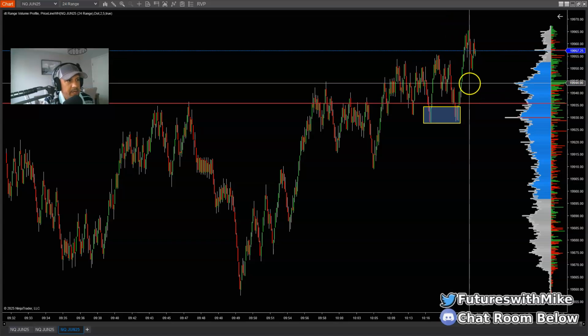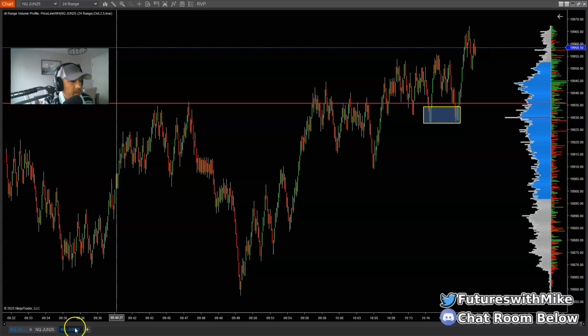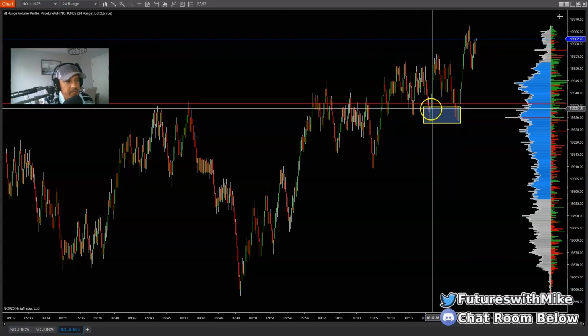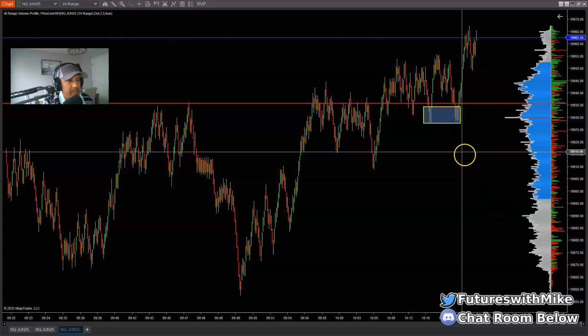I'm not sure if they're going to come back. They could reject any of these areas right here and continue pushing higher. But again, this was a valid area right here. I said it. It was a break of structure, demand zone right here, okay? And then you could have taken that long right there.